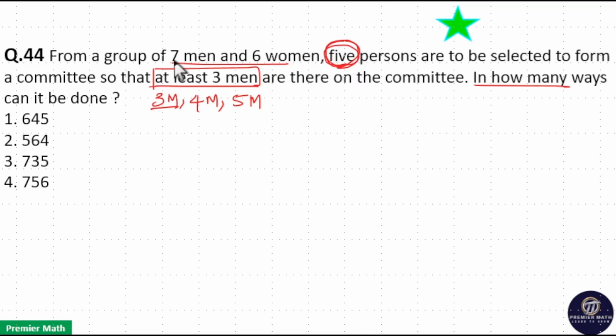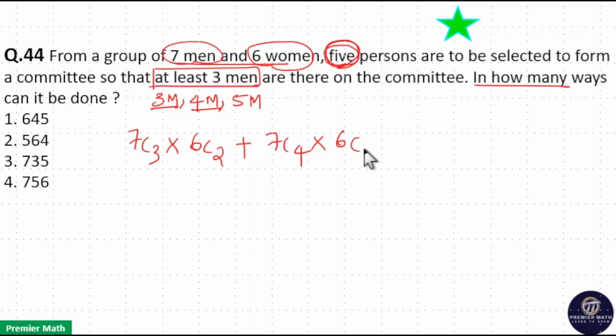So, these 3 men should be selected from the 7 men in 7C3 ways. And the remaining are 2 women. 2 women should be selected from 6 women in 6C2 ways. Plus, if you are including 4 men, it can be done in 7C4 ways. The remaining 1 woman should be selected from 6 women in 6C1 ways. Now, if you are including 5 men, 5 men should be selected from 7 men in 7C5 ways. The remaining is 0 women, so that can be done in 6C0 ways.